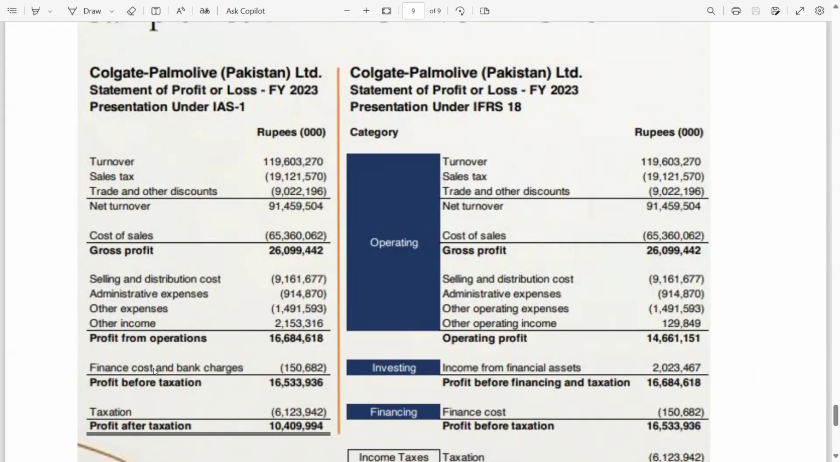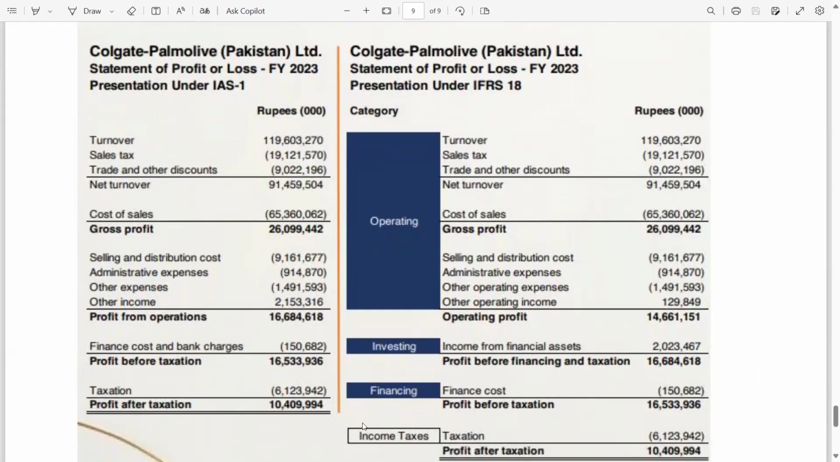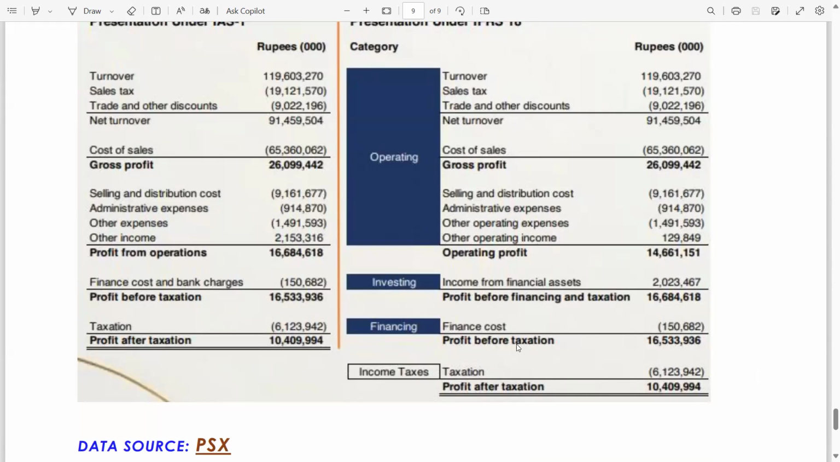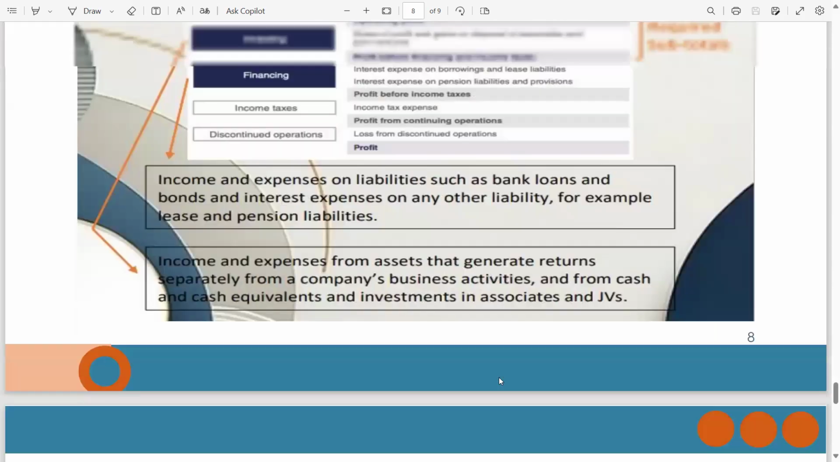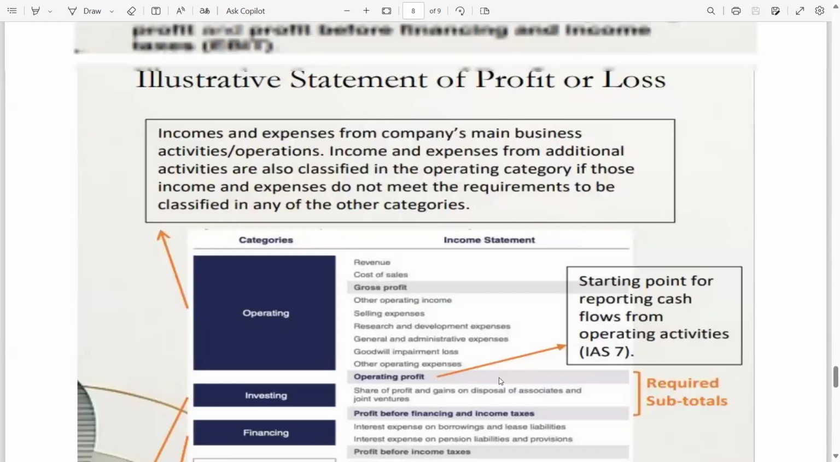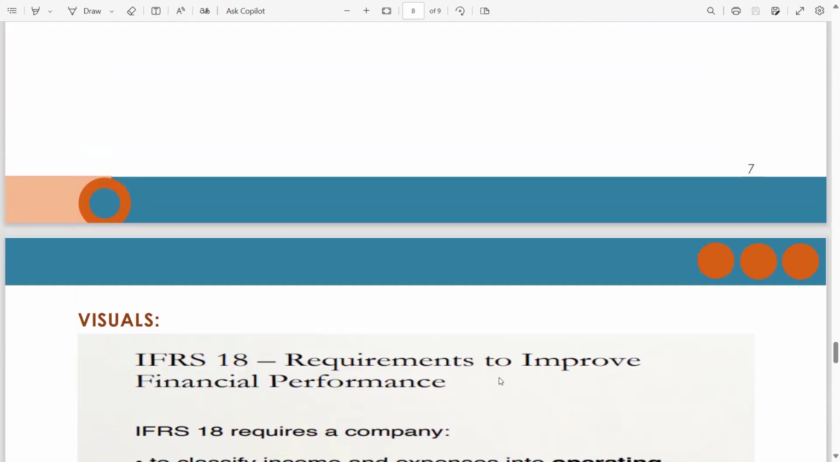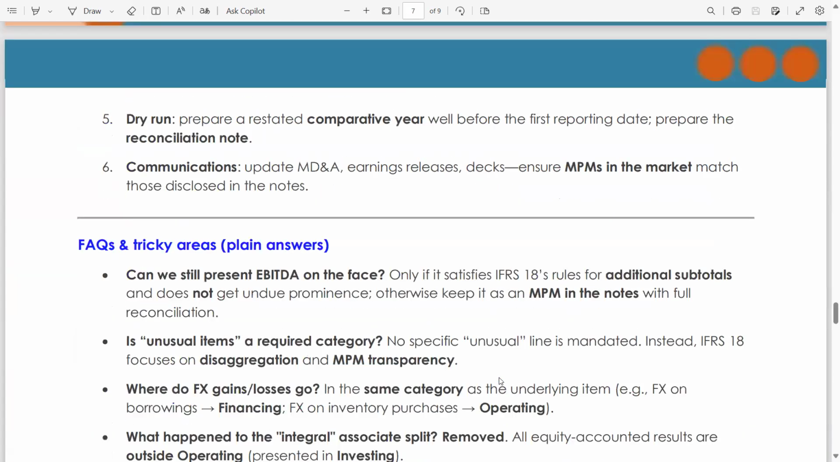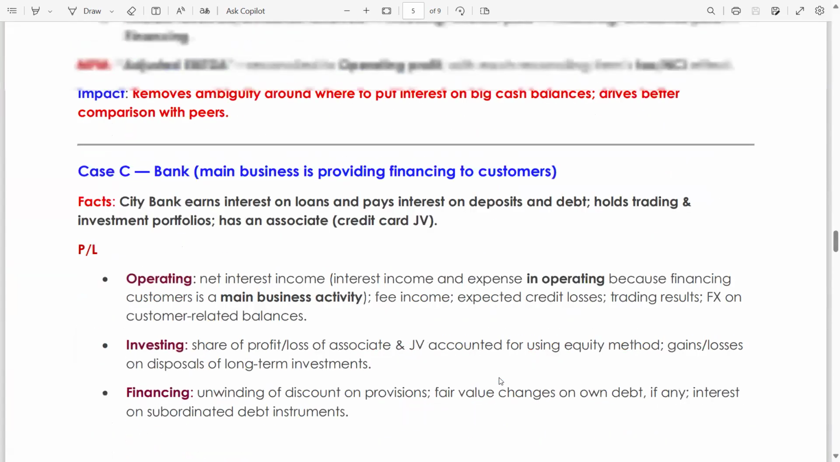Then we have taxation in IAS 1. In IFRS 18, we have financing in finance cost. Now we have PBT, profit before taxation, income taxes, taxation, profit after tax. If there is a discontinued and continued operation, then you should also incorporate it. So this is the structure and the visuals which I have shown you, and I have explained why IFRS 18 is better than IAS 1.